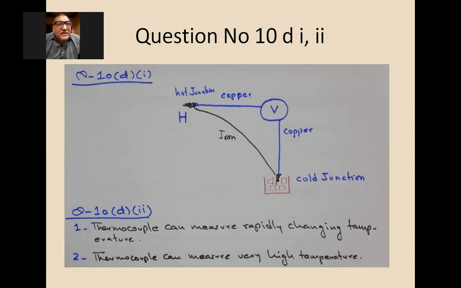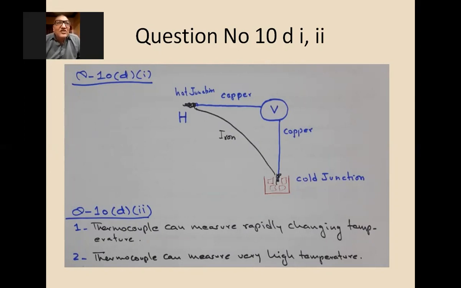Why are we using a thermocouple? Because the thermocouple is able to measure rapidly changing temperatures. This is one reason. The other reason is that the range of temperature which it can measure is very large. It can measure very high temperatures. Another good reason is that the thermocouple's output is electric, which can be fed through a data logger into a computer, and the computer will keep the record of the temperature against the time, which is a very good thing. It will make your life easier.